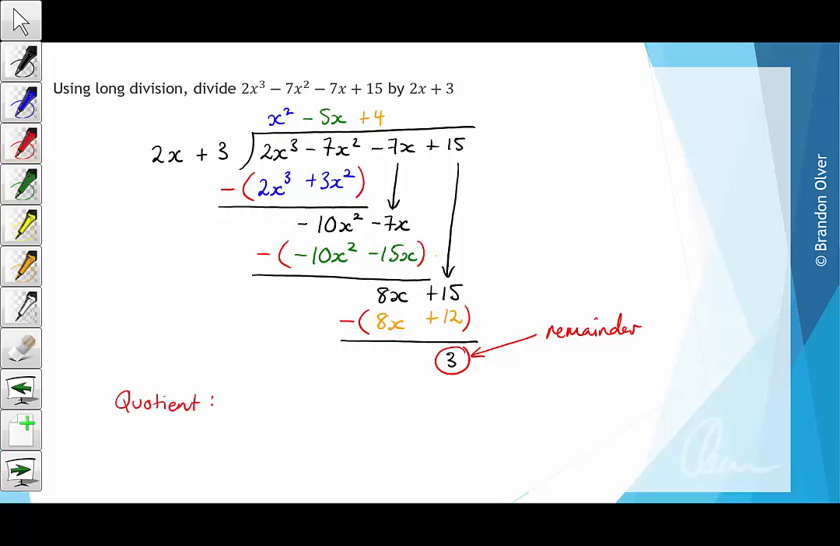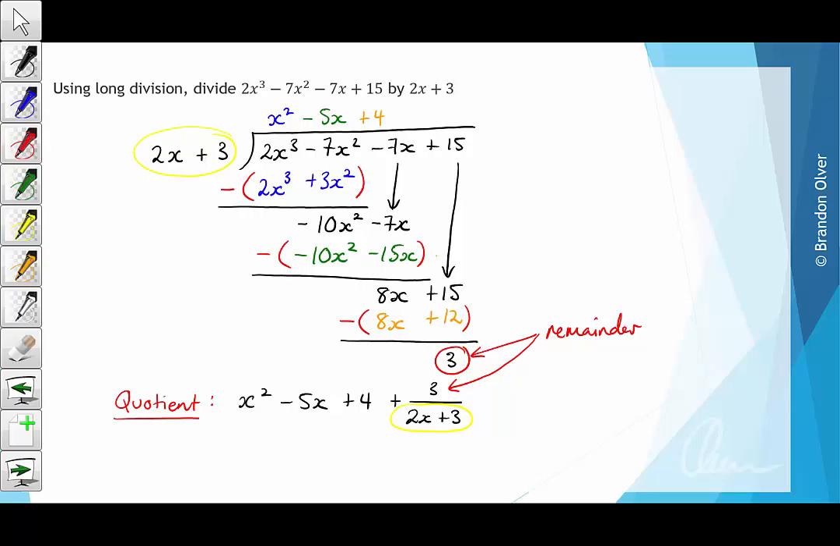which is the result of our long division, as being x squared minus 5x plus 4, and then we're going to have plus 3 divided by the divisor, which is 2x plus 3, and that's going to be the quotient. So the remainder has gone here, and what we were dividing by still divides the remainder down here. So that expression there is known as the quotient.